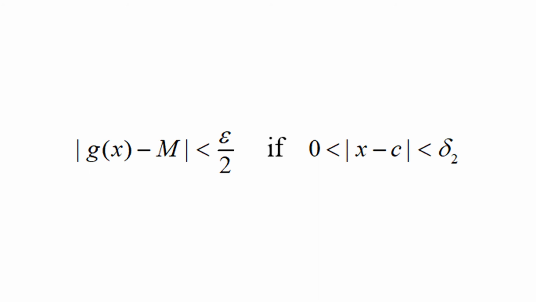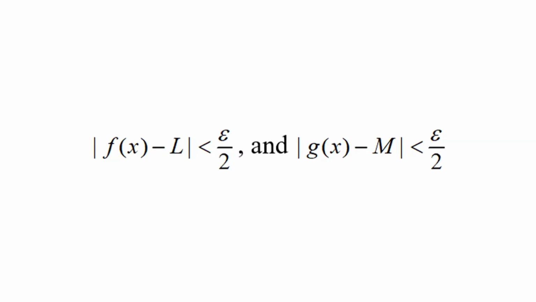Let delta equal the minimum of delta 1 and delta 2, the smaller of delta 1 and delta 2. Then if 0 < |x − c| < delta, then 0 < |x − c| < delta 1 and 0 < |x − c| < delta 2, and so |f(x) − L| < epsilon by 2 and |g(x) − M| < epsilon by 2.